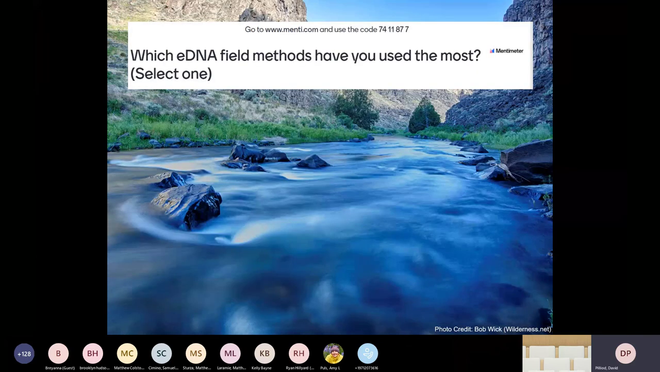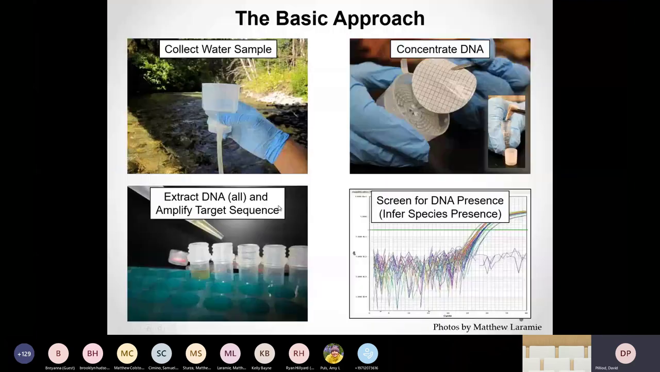Okay, let's jump back here and go forward. Hopefully this will work. Yes. Okay, so the basic approach to eDNA field methods is to collect a water sample, concentrate the DNA in that sample somehow, and then extract the DNA, realizing that you're extracting all of the DNA, and then you're going to try to amplify some target sequence. And then finally, try to infer either species presence or even abundance.